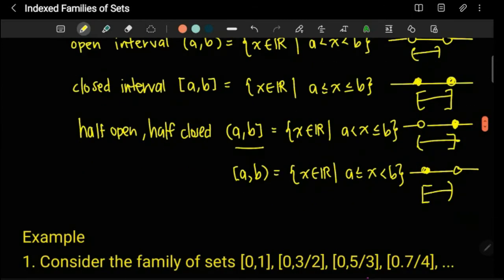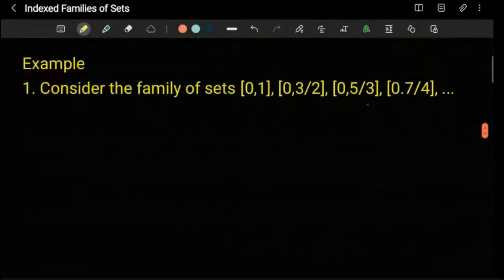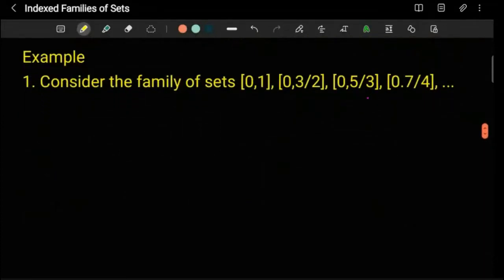Okay, so ito example. So, suppose we have the family of sets closed interval [0, 1], closed interval [0, 1/2], closed interval [0, 1/3], closed interval [0, 1/4], and so on. It's easy to figure out kung ano yung pattern. Yung denominator, magsisimula ka sa 1 over 1, over 2, over 3, over 4. So, over n yung denominator. Tama ba?